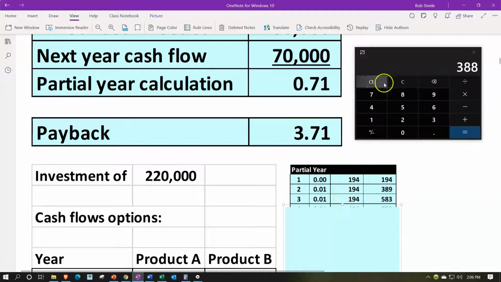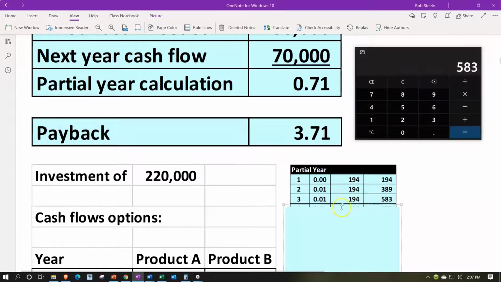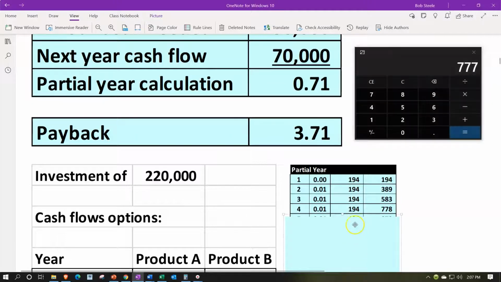And if we continued this down, day 3 represents 3 days out of how many days in the year? We're going to say 360, about 12 times 30. And we get about that 0.01 again, close because it's rounded. Now we have the 194 because we're assuming we're earning that evenly over the year. So the 194 plus the 389 gives us the 583. And let's do it a couple more times. Day 4 is 4 out of 360, so still about 0.01. Then we take that 194 plus the 583, we get the 777.